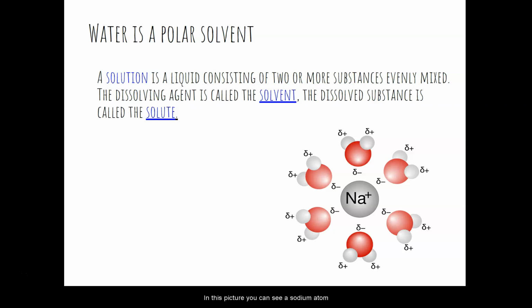In this picture, you can see a sodium ion, a cation, positively charged. What happens is that positively charged ion gets surrounded by water molecules, and the water molecules orient themselves so that their slightly negative side is pointing towards the positively charged ion. So water can dissolve other compounds that have got charges. It can't dissolve things that do not have charges. So non-polar substances, things like oil, cannot dissolve in water.